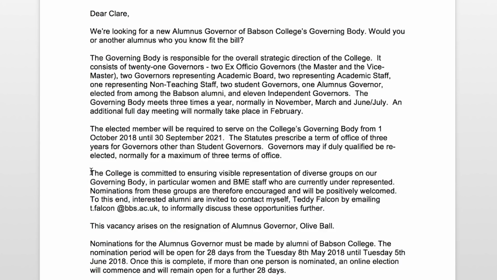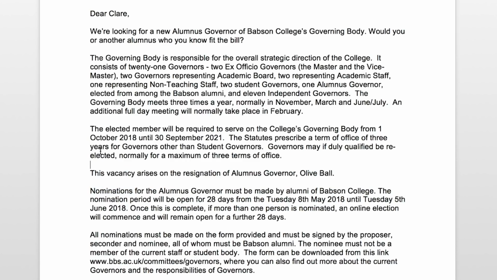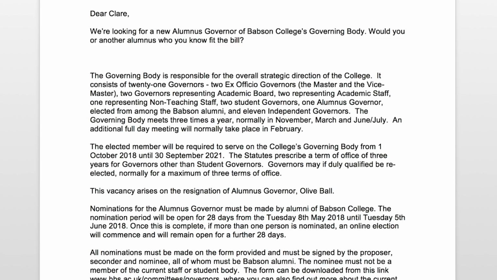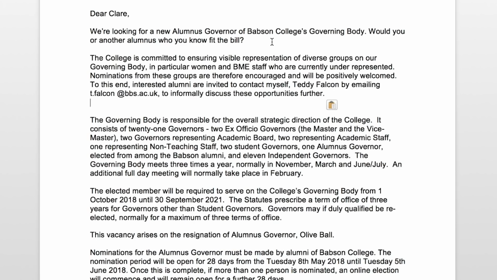So let's take it here. And let's put that right up front. If you are particularly keen to hear from these. So the college is committed to ensuring visible representation of diverse groups on our governing body, in particular women and BME staff who are currently underrepresented. Staff, that's confusing because this is all about alumni, not staff. So that's a bit strange to me. So I might get rid of that ambiguity.